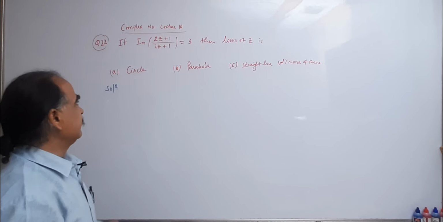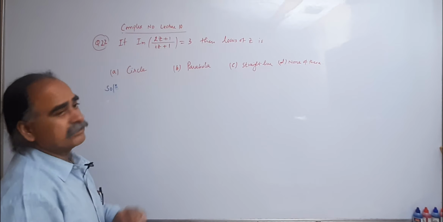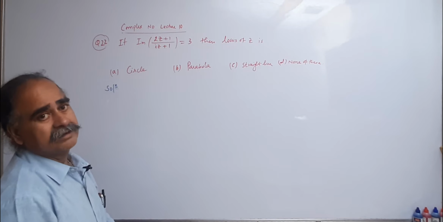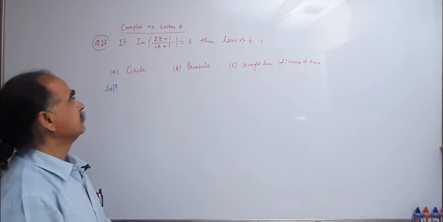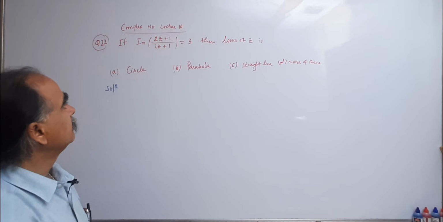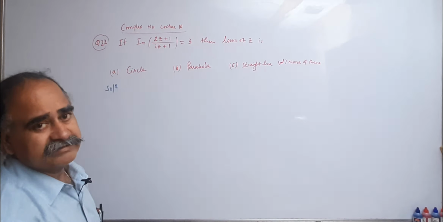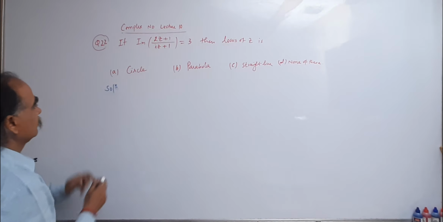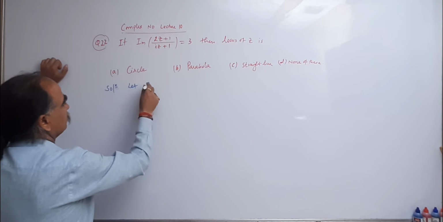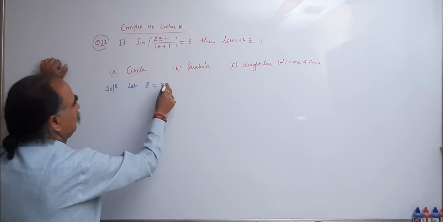See friends, next example: if imaginary part of (2z plus 1) upon (iz plus 1) is equal to 3, then locus of z is... Let z is x plus iy.